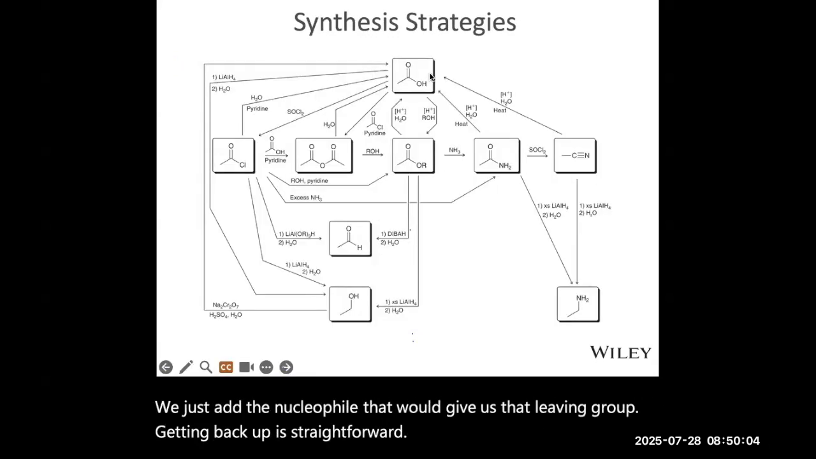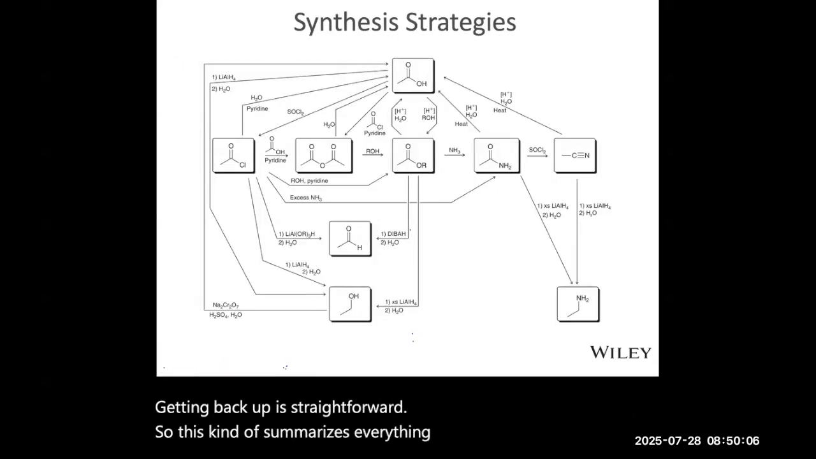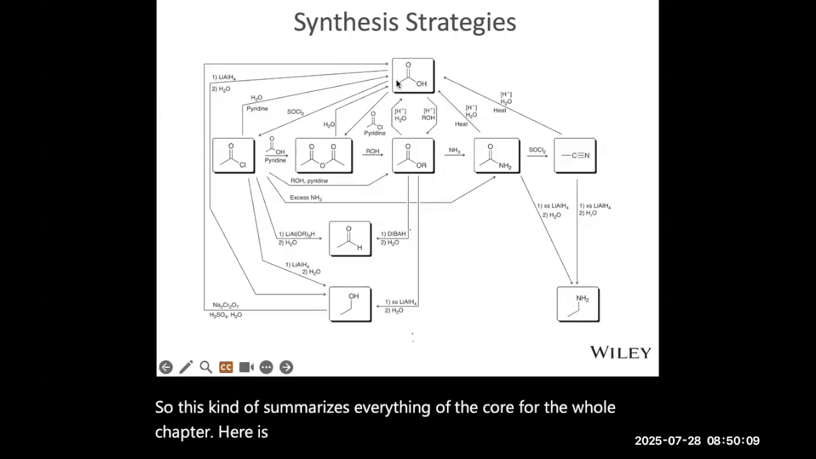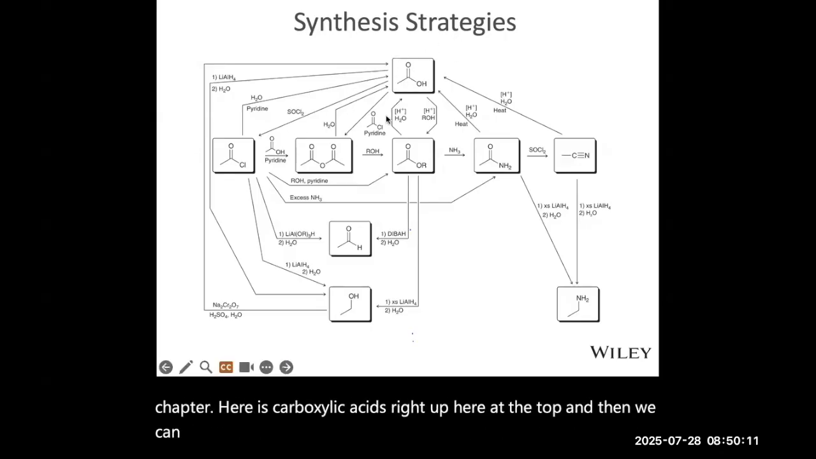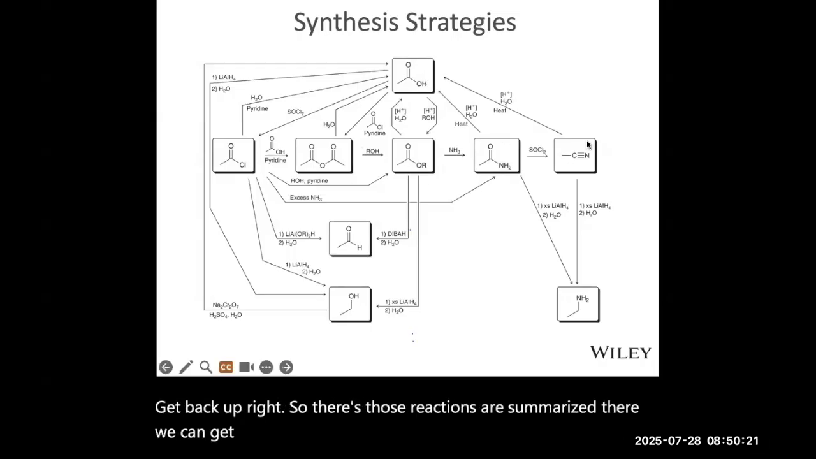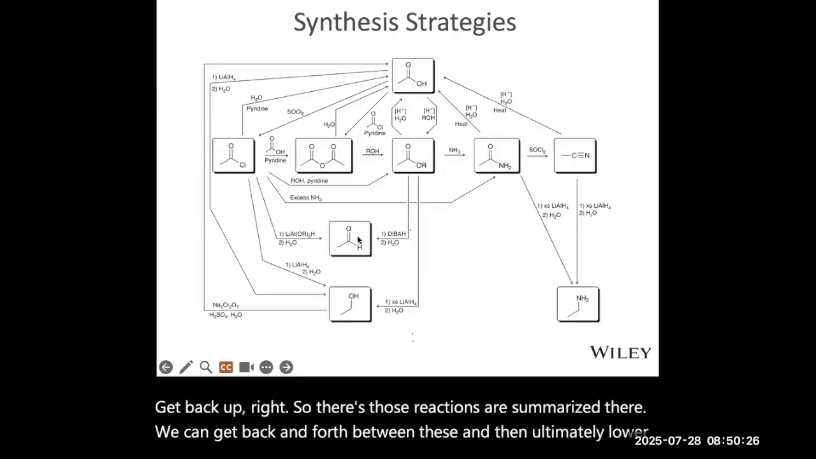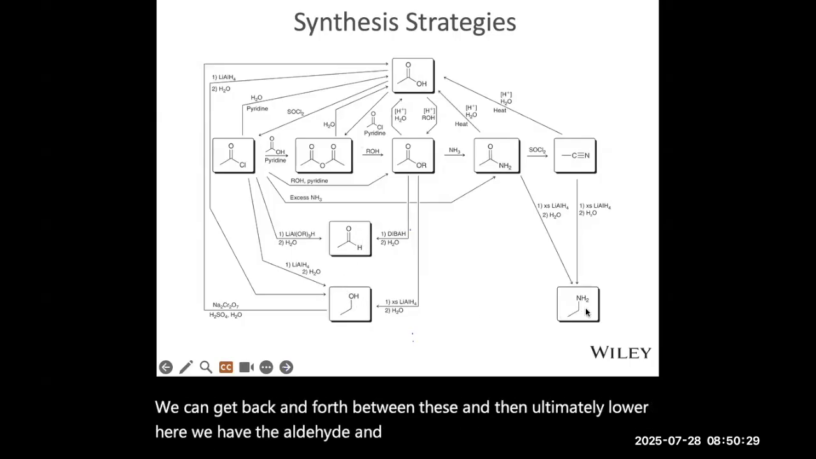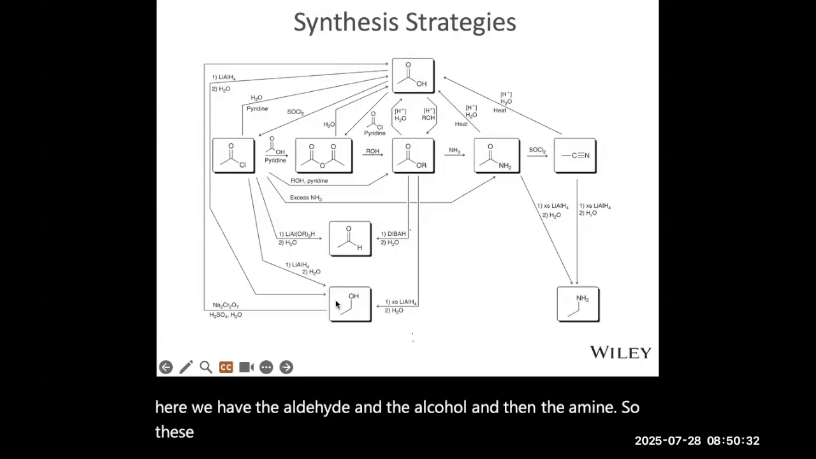So this kind of summarizes everything of the core for the whole chapter here. Carboxylic acids are right up here at the top. And then we can get to each of the derivatives here, and get back up. Those reactions are summarized there. We can get back and forth between these. And then ultimately lower here, we have the aldehyde and the alcohol and then the amine. So these are also reactions possible from either carboxylic acid or any of these derivatives.